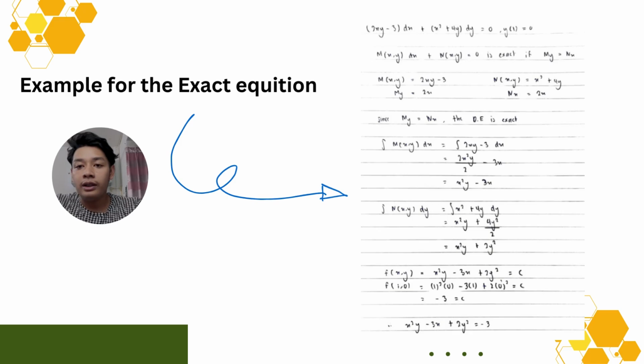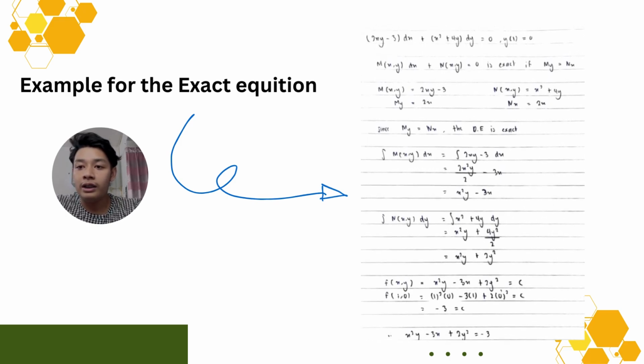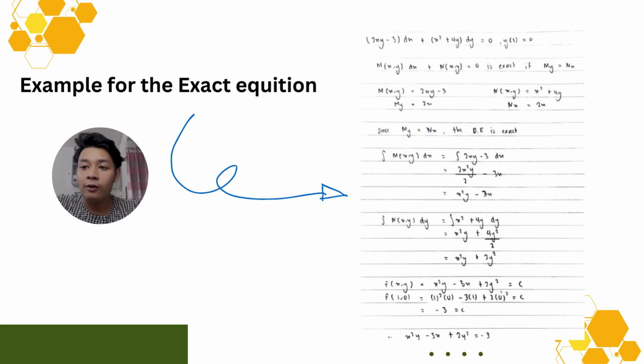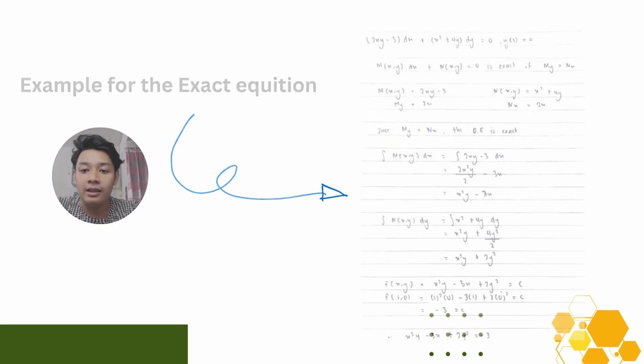For the first step, we check for exactness and verify if the derivative of M with respect to y equals the derivative of N with respect to x. Step number 2, find the potential function of x and y, and then differentiate M with respect to y and N with respect to x. Since M_y equals N_x, the DE is exact.